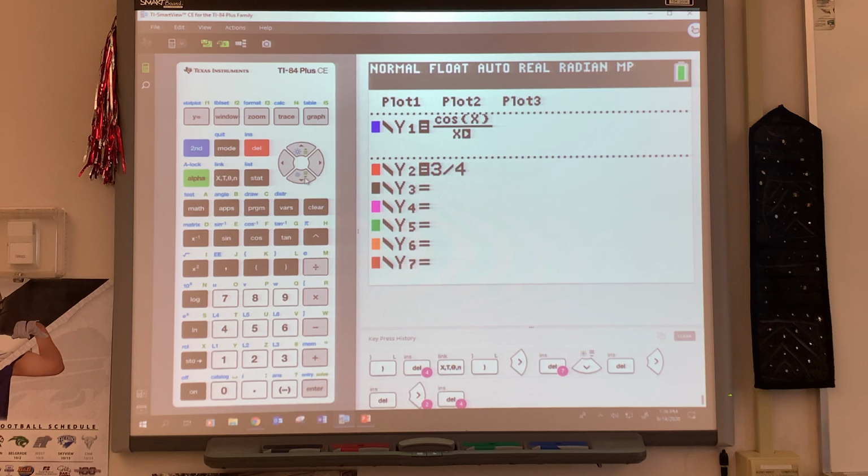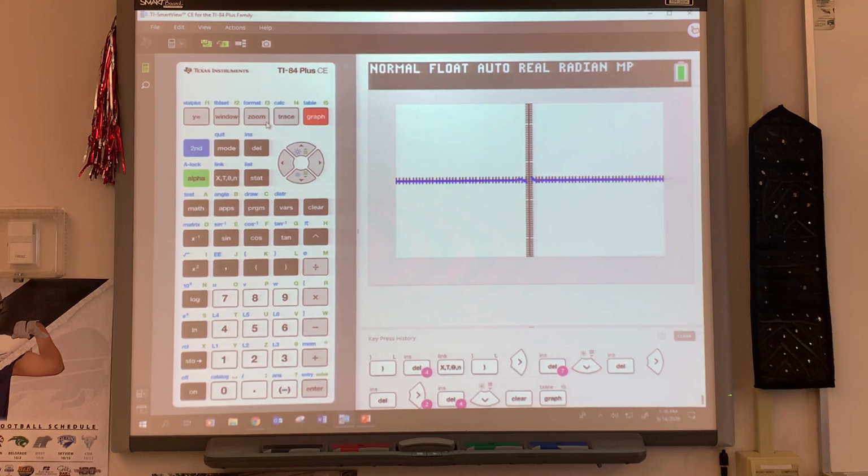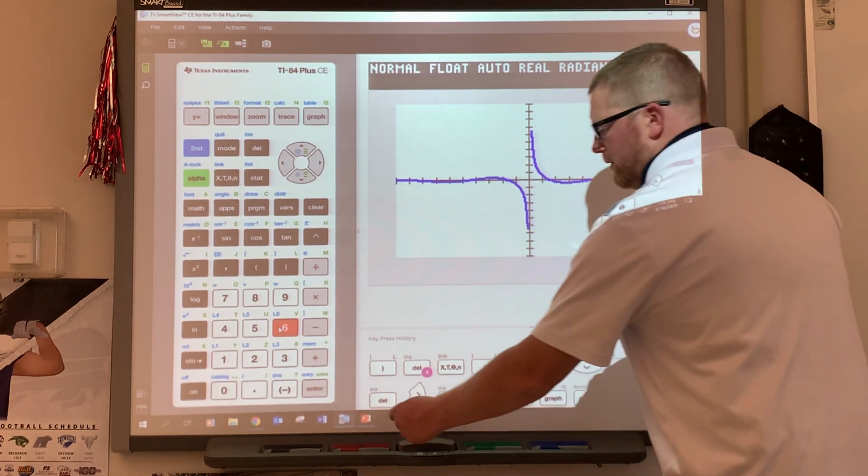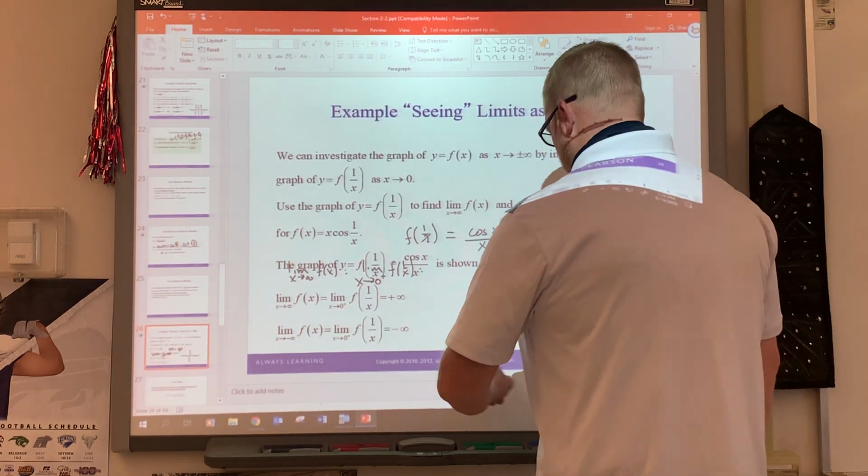There we go. And clear that out. Let's zoom back in, zoom 6. Okay. So what does it appear? Again, what are we looking for? We're looking for how this function behaves. Let me get back here.